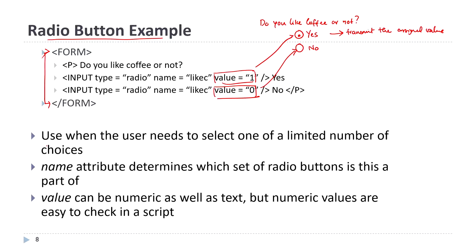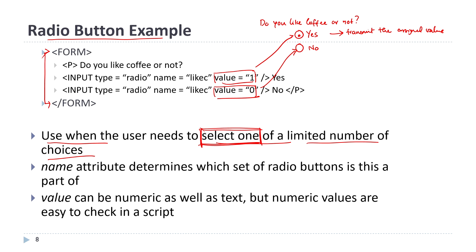So, when do you use the radio button? The radio button is used when the user needs to select one from a limited number of choices. You do not have a huge expanded list. It is a limited number of choices. From there, you have to select one. The key word is this: select one. You have to make one and only one selection, right?